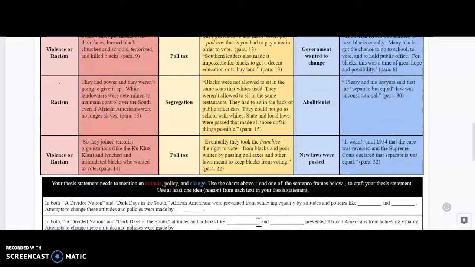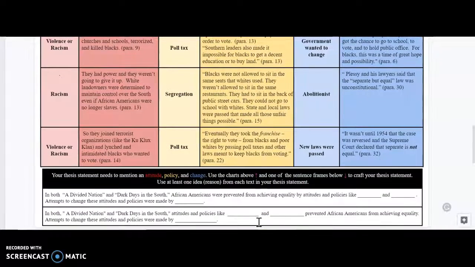So, I'm going to provide you with several sentence stems you can use in both A Divided Nation and Dark Days in the South, because we want to name both texts in our thesis. African Americans were prevented from achieving equality by attitudes and policies like blank and blank. Attempts to change these attitudes and policies were made by blank. Your thesis statement is going to be 2 sentences, and that's okay because there's a lot of information that we have to relay to the reader.